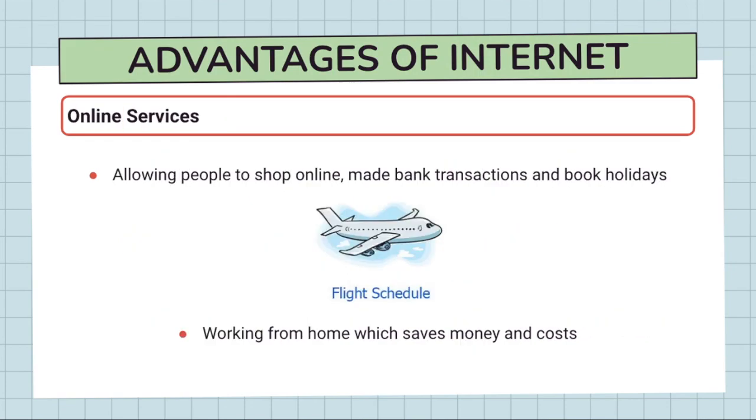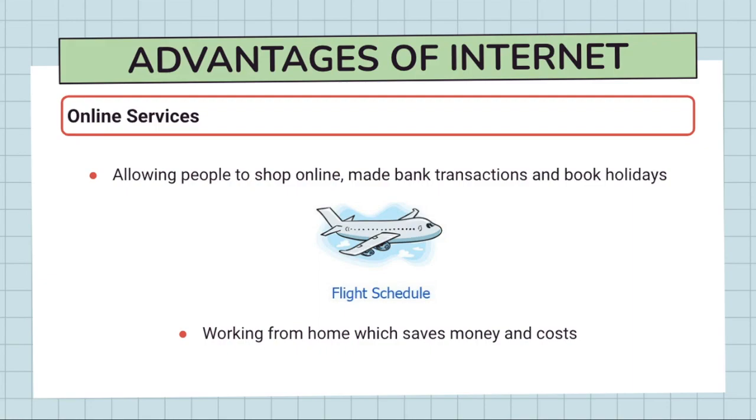Lastly, the internet provides online services, so you don't need to leave home to shop. You can just shop online, deal with bank transactions and book holidays. It is an advantage if you are disabled and cannot easily get out. You can also work from home and use video conferencing or forums or chat to people across the other side of the world, and all of this saves money and time.